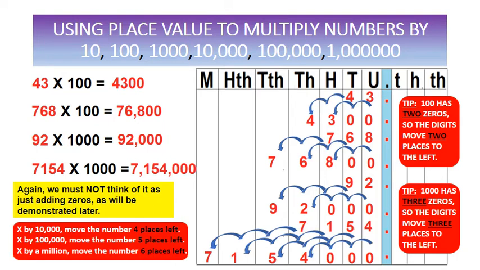So following on from the pattern, if we were to multiply by 10,000, which has got 4 zeros, we would move the number 4 places to the left. Multiply by 100,000, which has 5 zeros, move 5 places to the left. If we were to multiply by 1,000,000, which has got 6 zeros, we'd move the digits 6 places to the left, always remembering to put our placeholders in. And the other thing just to say again is if we're multiplying by 100, we're making a number 100 times bigger. If we're multiplying by 1,000, we're making the number 1,000 times bigger.